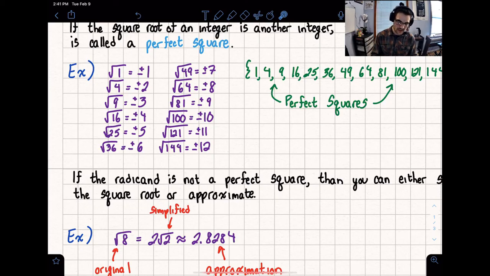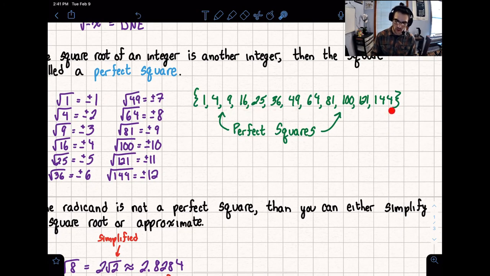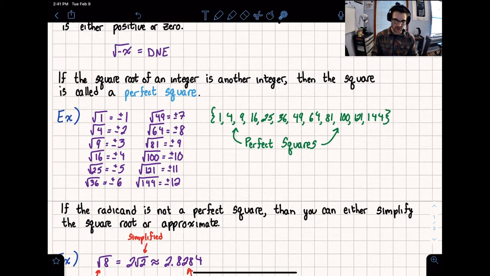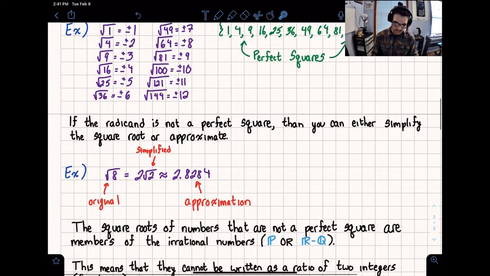So these numbers, this set, I listed them all out in this set over here. These are known as your perfect squares, and that is because when you take the square root of one of these numbers, we are going to get a hard integer out. And we can see for these examples, we get out 1 through 12. There is much more than these. I just listed off the first 12.